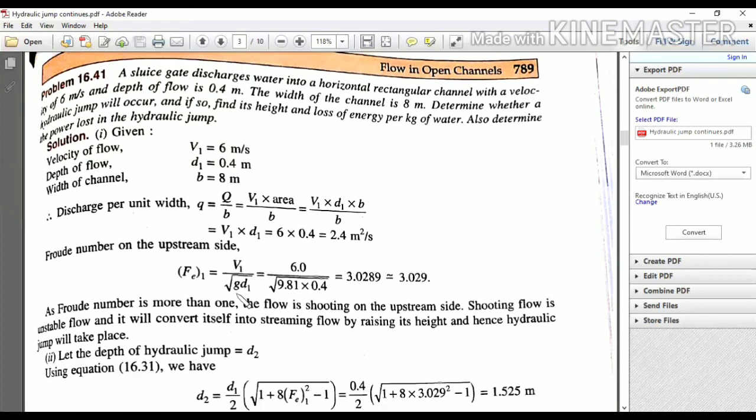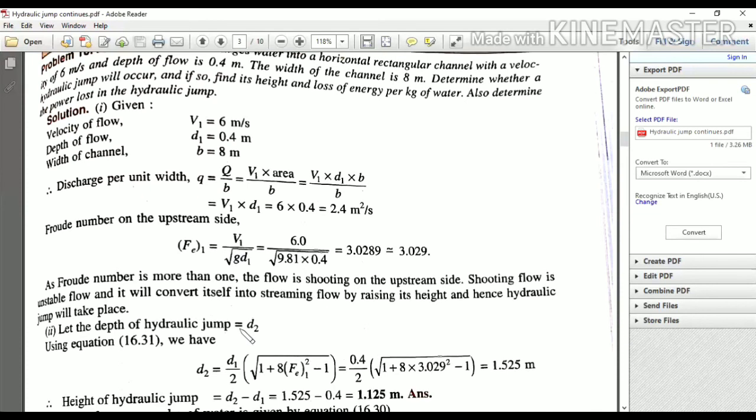Now we need to find Froude's number. So V1 by square root of G D1. By finding the Froude number, here we are getting 3.029. Now here we need to look at it. As the Froude number is more than 1, the flow is shooting flow on the upstream side. And shooting flow is unstable flow, and it will convert itself into streaming flow by raising its height, so the hydraulic jump takes place.